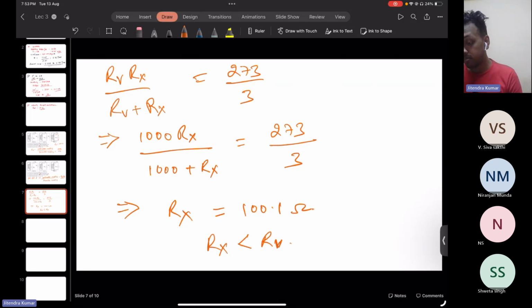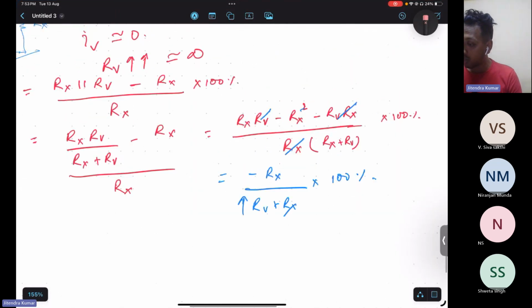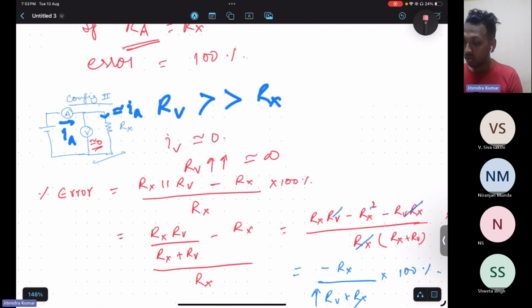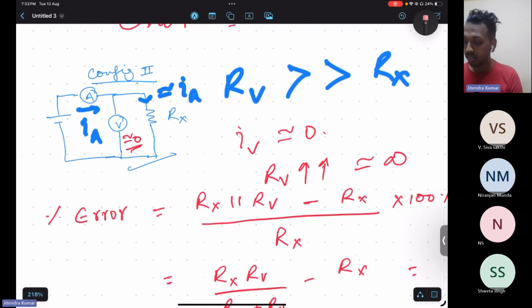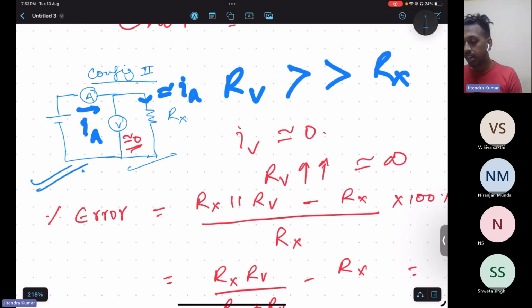And when I discussed here, when Rx is less than RV, which configuration would have been there? This configuration. So in the question also, this configuration is mentioned, isn't it? So that is why Rx is less than RV.